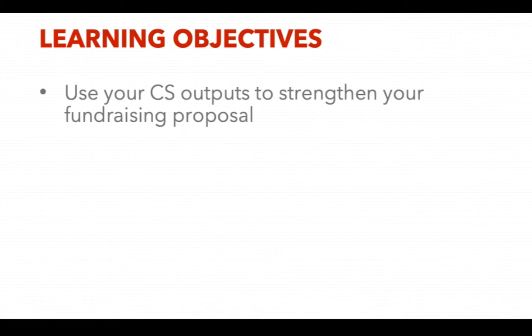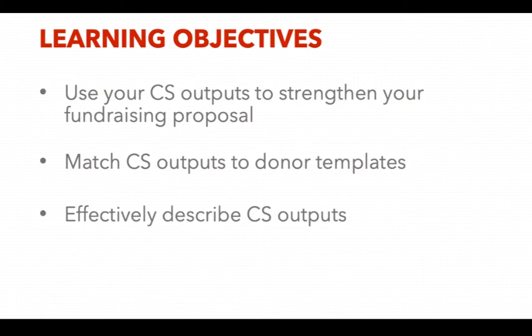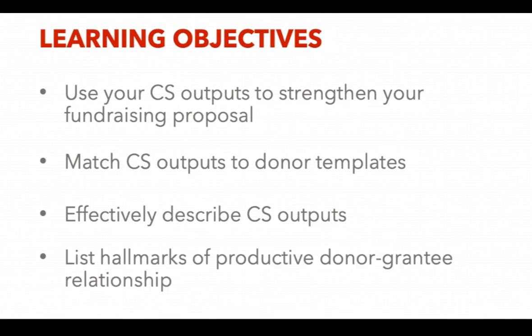By the end of this module, you will be able to demonstrate the following skills or competencies: write an effective fundraising proposal based on your conservation standards products, match conservation standards products to relevant sections of a donor's proposal template, describe your conservation standards outputs to your donors in a way that appeals to their interests and requirements, and list what it takes to maintain an effective donor-grantee relationship.